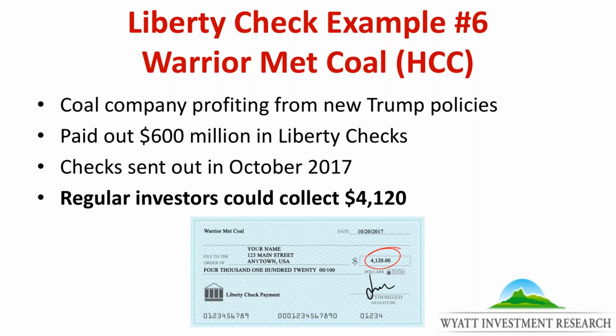Yeah, this is interesting too. It goes back to a business reorganization. They reorganized, reduced debt, and business picked up by leaps and bounds. What this company does, they're a metallurgical coal company. What that means is they make the coal that goes into steel production. This isn't the stuff that fires your power plants for electricity. Steel companies can't get around this. They have to use this. So business picked up, steel production picked up. They were able to pay $600 million in Liberty checks. This was sent out last October, and it was a really large amount. Regular investors could have collected over $4,120 in some instances. Wow.